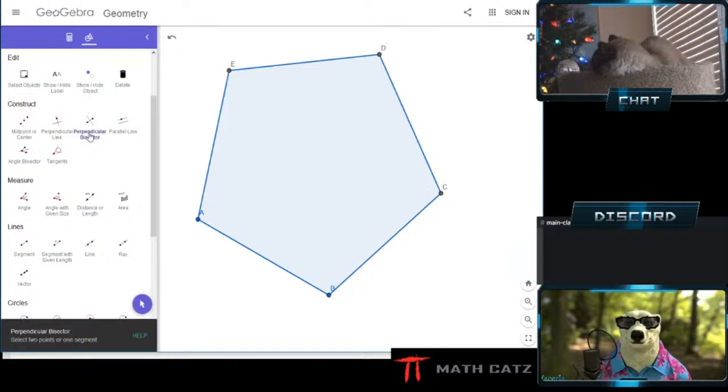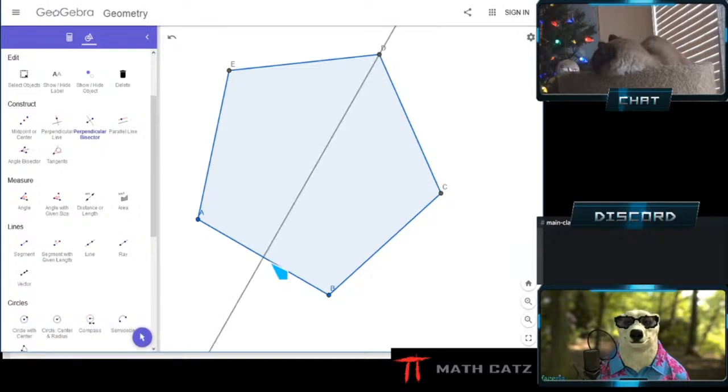Select 2 points or 1 segment. Let's pick this one. Boom. Bisector. But you have no work that you can show. It doesn't count for the test. Doesn't count. You'll get 1 for understanding what the question is asking, but you get none of the other points because you didn't use just a compass and a straight line tool.